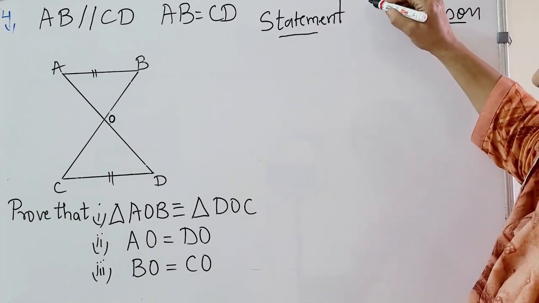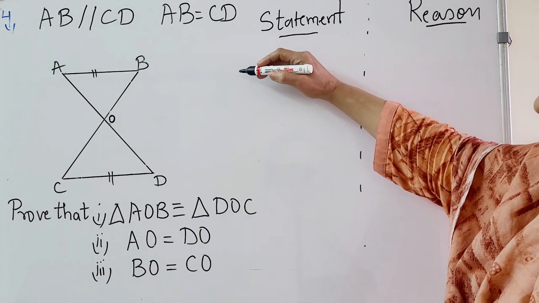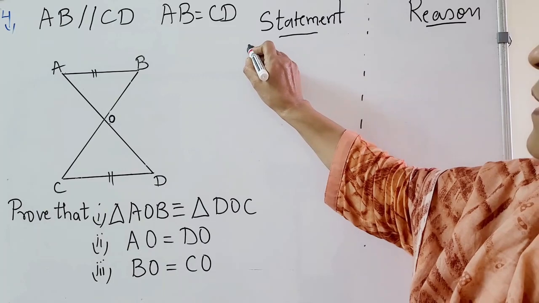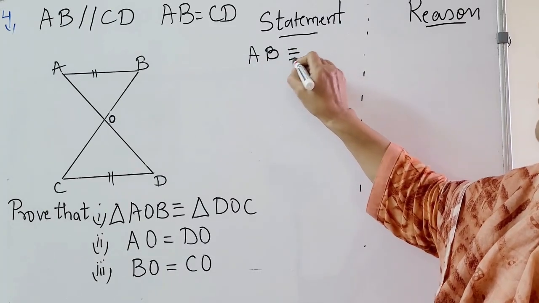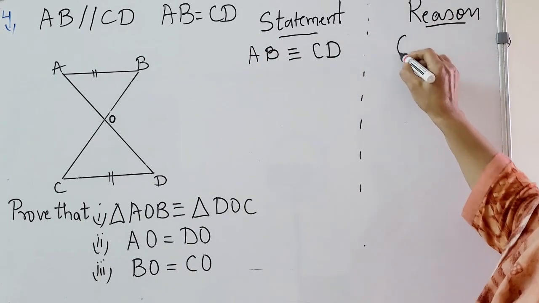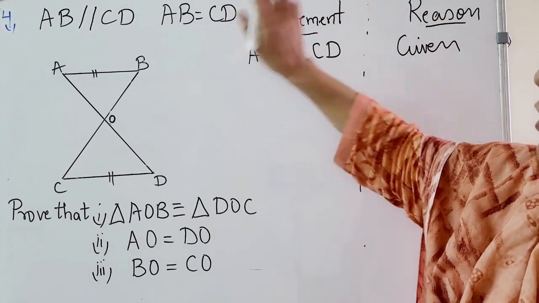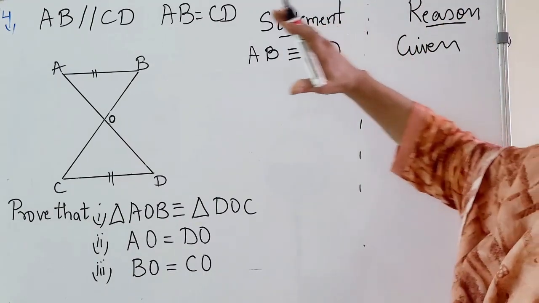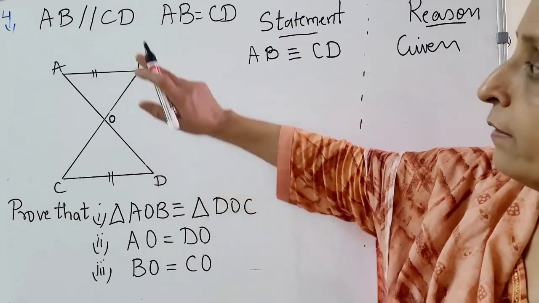You make a line demarcation, you go on writing whatever your statement, and you have to write the reason. Now AB is congruent to CD. It is given. AB is equal to CD. So these two lines are congruent. They are also parallel.